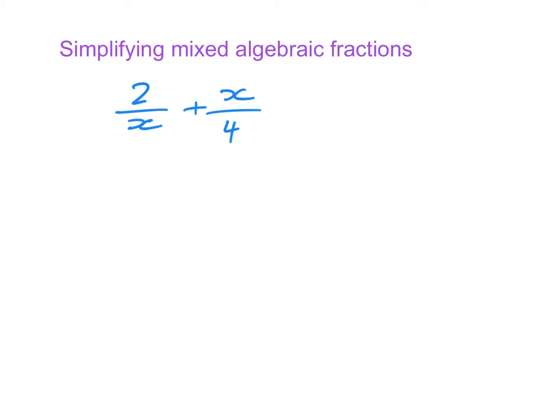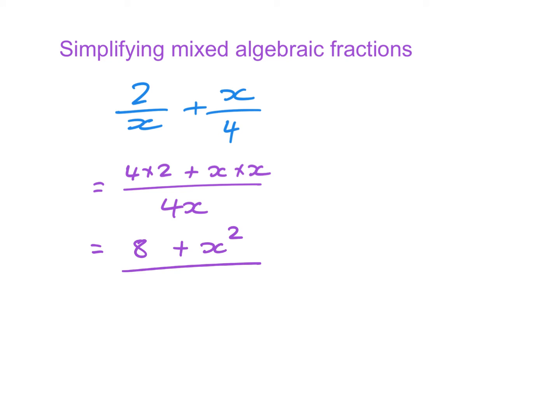Alright, how'd you go? Well, I'm just going to multiply x and 4 together to get my lowest common denominator. So that is going to be 4x. How many times does x go into 4x? Well, it goes in 4 times, therefore it's going to be 4 multiplied by 2. Plus 4 goes into 4x x times. I've got x left over, so it's going to be x times x. Alright, so remembering the BIMDAS rules, multiplication first, so 4 times 2 gives me 8, plus x times x is x squared, all over 4x, and that'll be my answer.